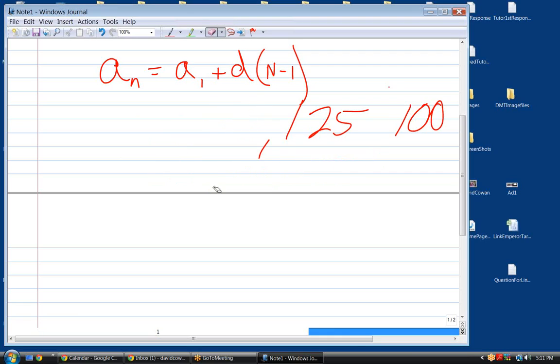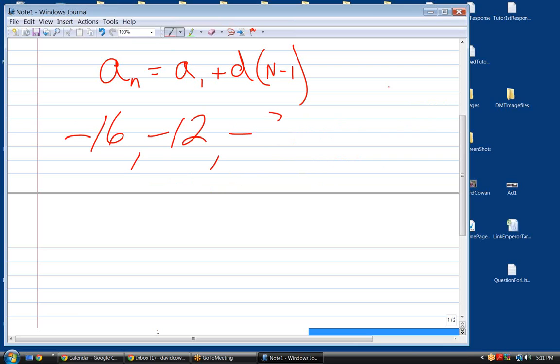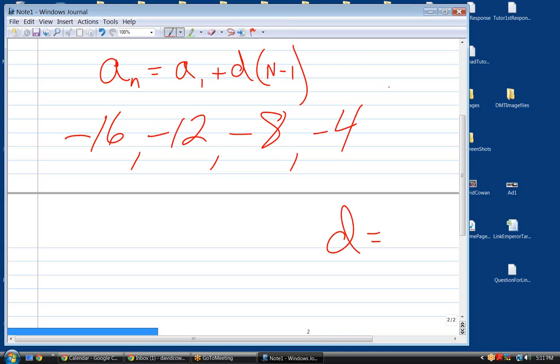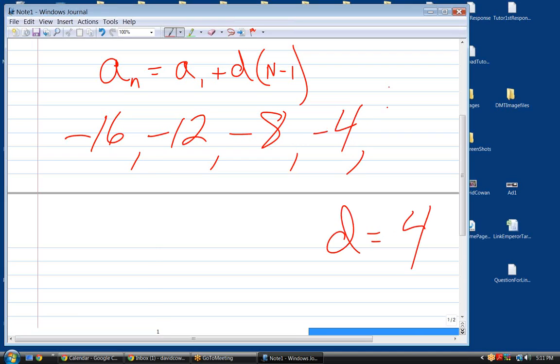Then the next one would be negative 16, negative 12, negative 8, negative 4. What's the common difference? It goes up 4. What are the next three terms? Hold on. The next term, my bad, is 0. We have to add 4 to negative 4. So it'd be 0, 4, and 8. Okay. Cool.